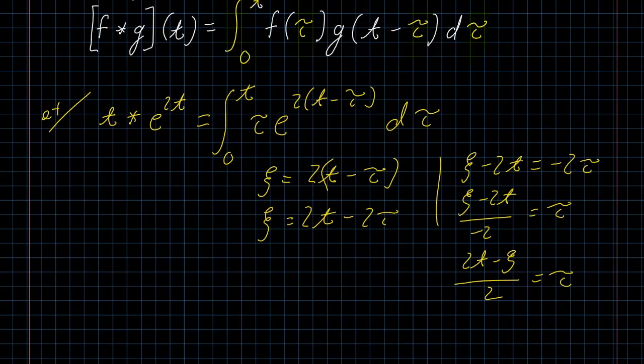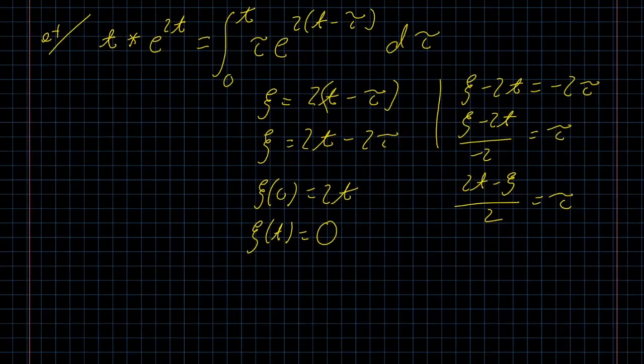Another thing I'm going to need to do is figure out the value of xi when tau is 0 and when tau is t. So xi of 0 is going to be 2t minus 0, which is just 2t. And xi of t is going to be 2t minus 2t, which is just 0.